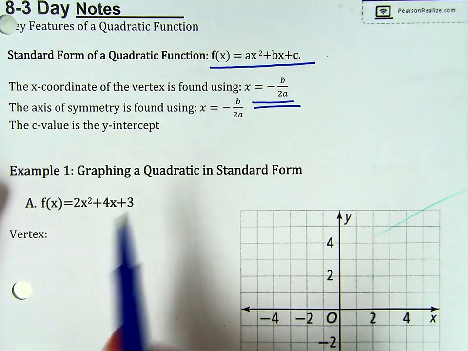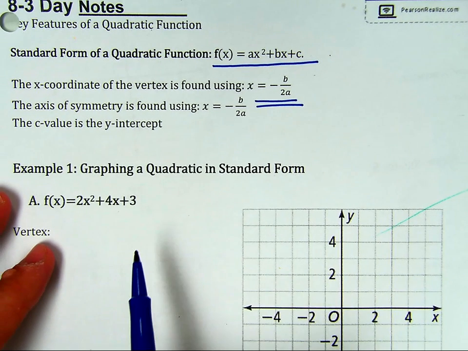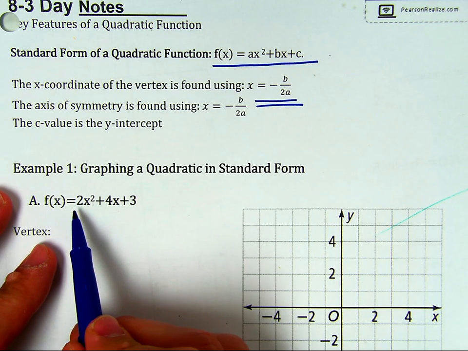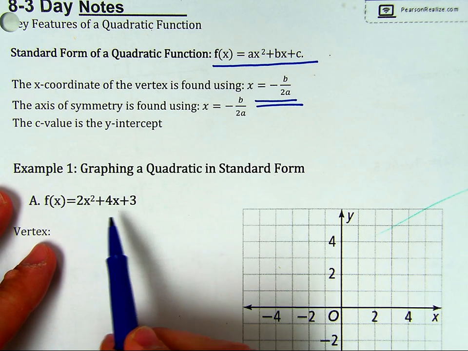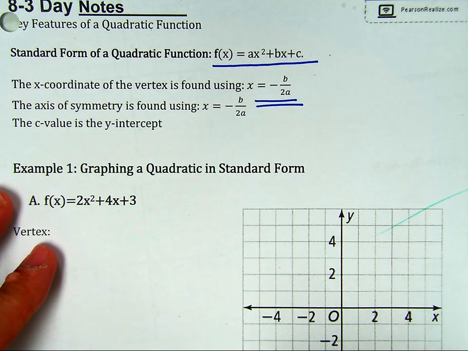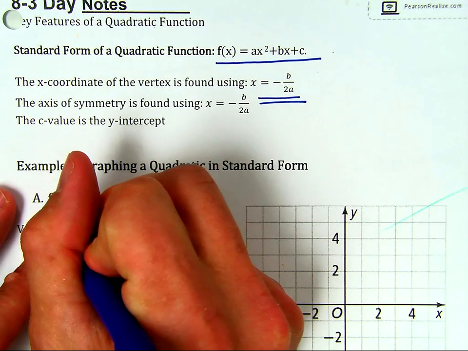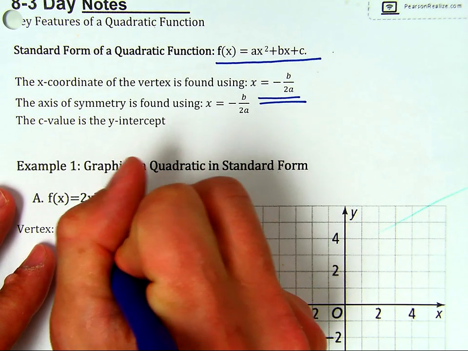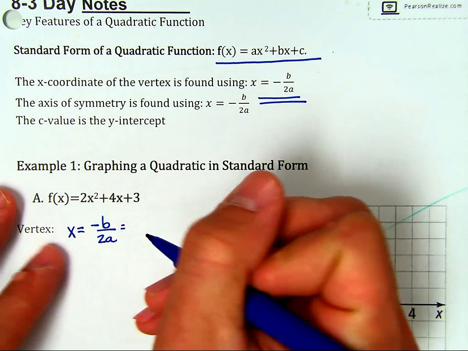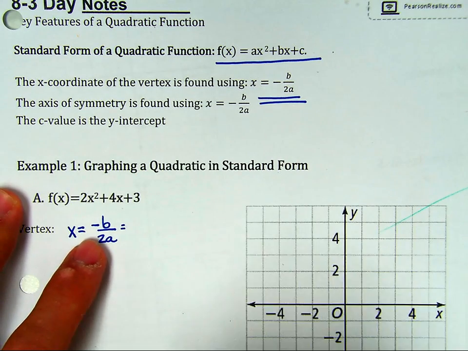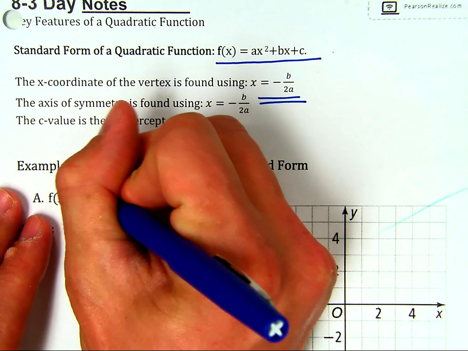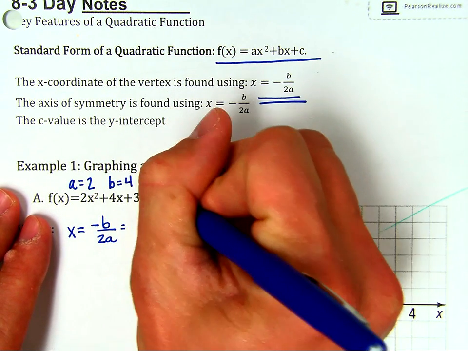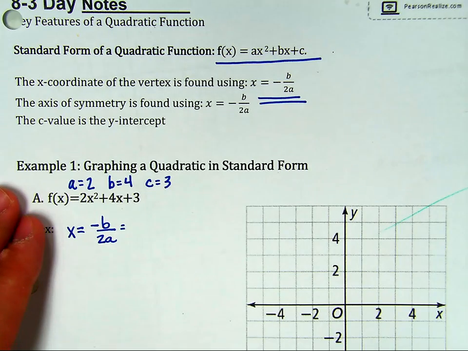So what we're going to do in the first example is take the equation f of x equals 2x squared plus 4x plus 3. So now the equation is x equals negative b over 2a. In this formula, the a is 2, the b is 4, and the c is 3.